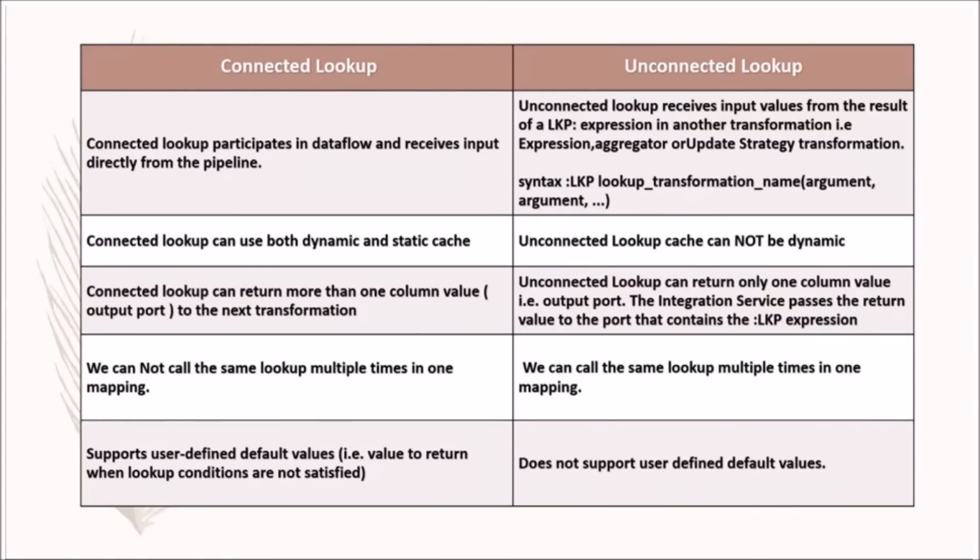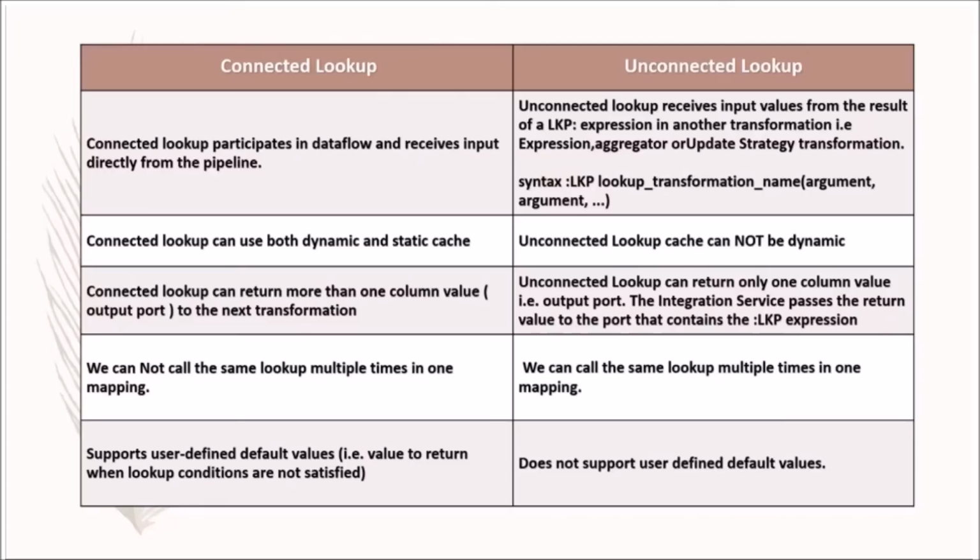Now about the difference between connected lookup and unconnected lookup. Before that, you have to know about the lookup transformation in Informatica. We use the lookup transformation to look up data in a table, a file, a view, or a synonym. Internally, when you create the lookup transformation, it stores the data in cache memory based on the lookup ports and the condition which we have given in the lookup transformation. So it will be easy and faster for the Integration Service to query data stored in cache memory.